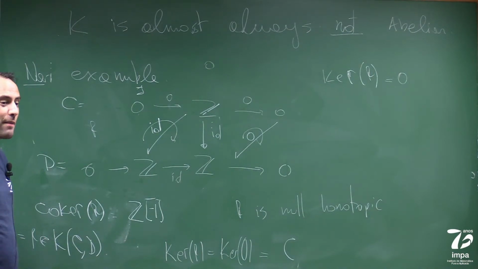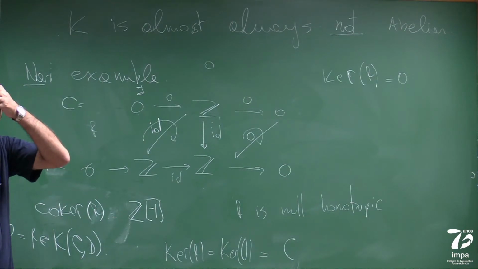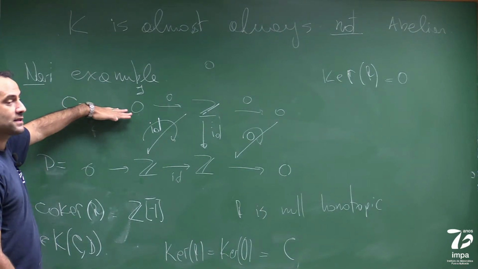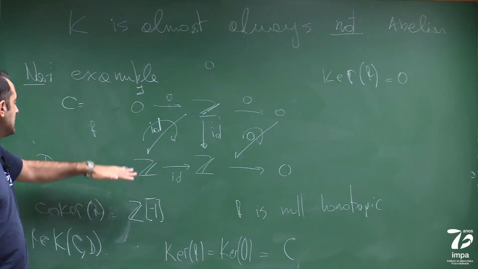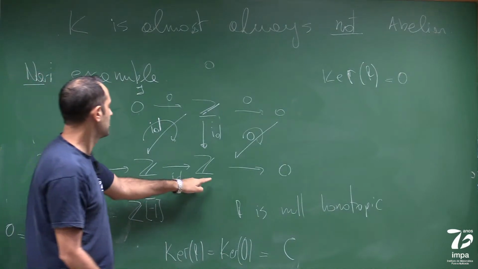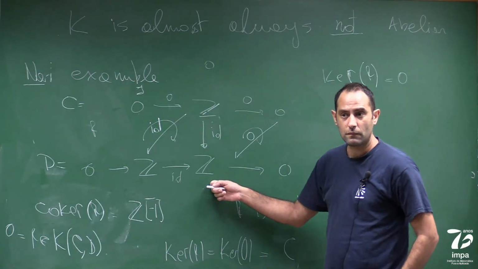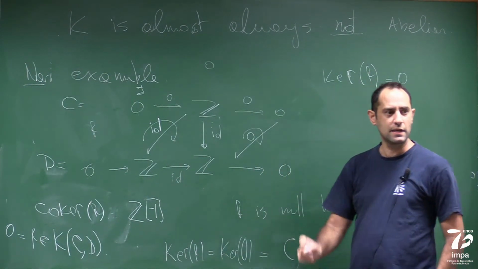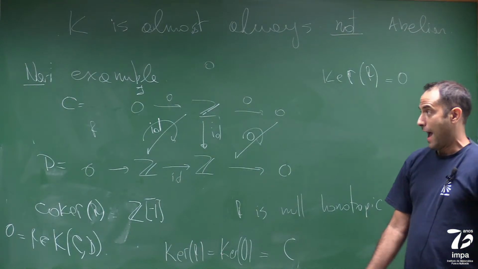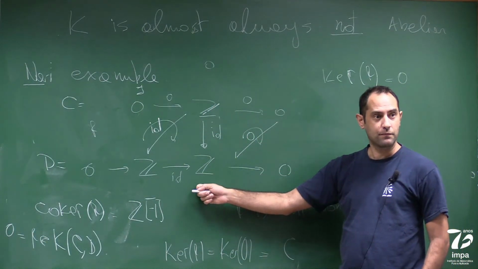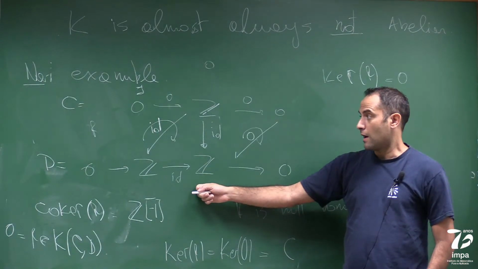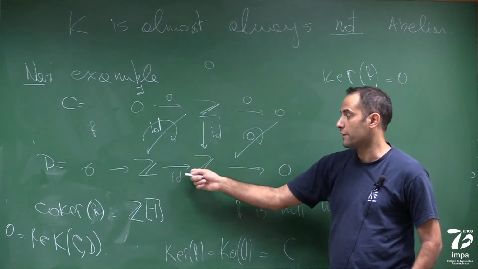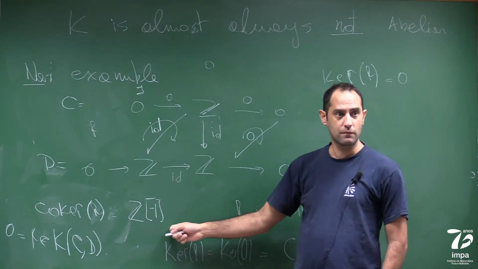Or where am I finding a contradiction or not? Okay. So let's review the picture. C is this complex, Z sitting in degree 0. D is this complex. If you look at this, D is what? It doesn't matter. This D is this complex. I have a map from C to D. I'm saying that this map has a non-trivial co-kernel. The co-kernel of this map is Z put in degree -1.